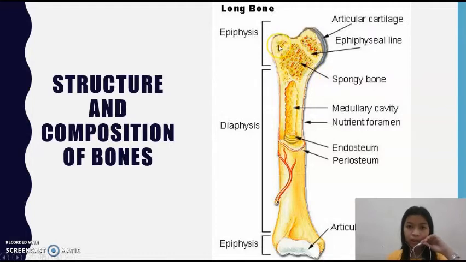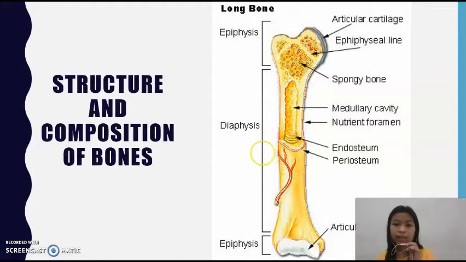Okay, so for the first one, itong long bone na to. Simula dito hanggang dito sa dulo, the two ends, ayan. This is known as the shaft. Long bones are characterized by a shaft. And then it has two major parts, the epiphysis and diaphysis. The epiphysis is located at the two ends of the bone and the diaphysis dito sa middle.